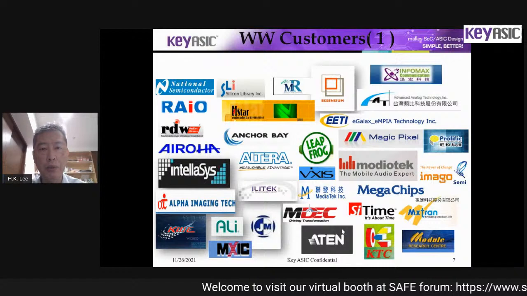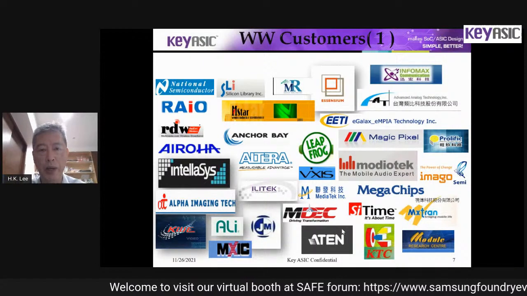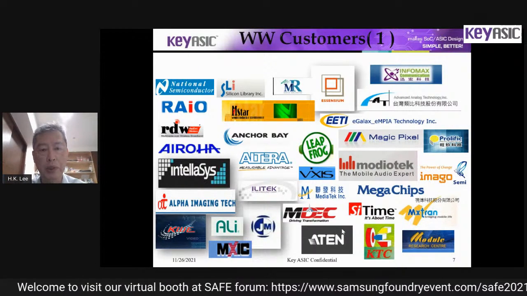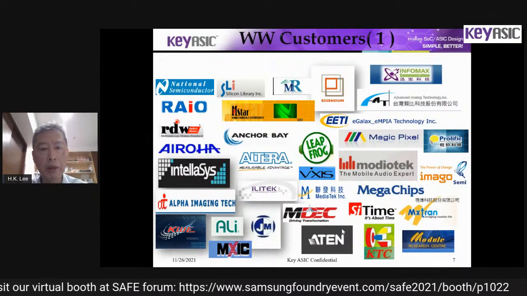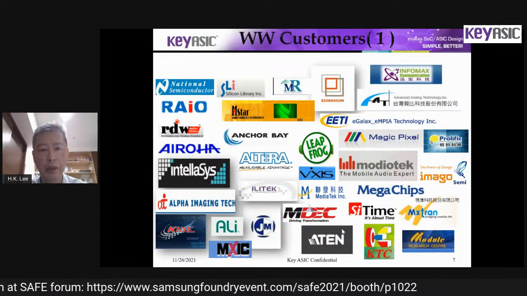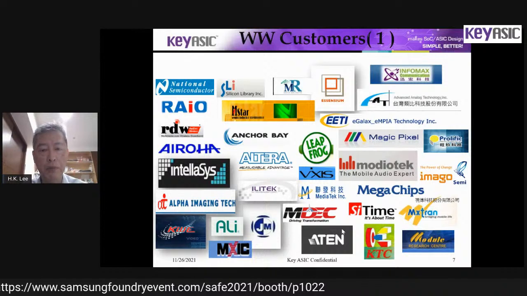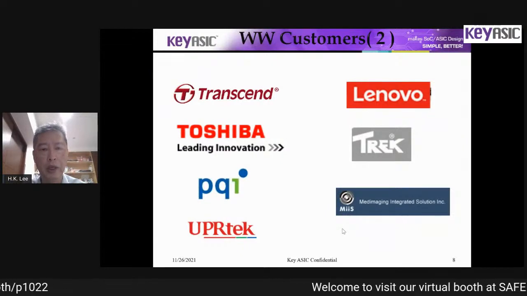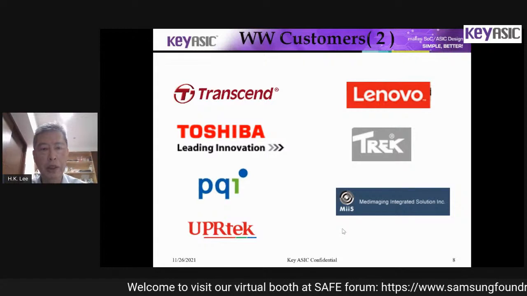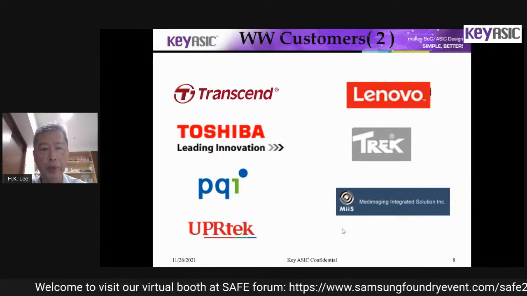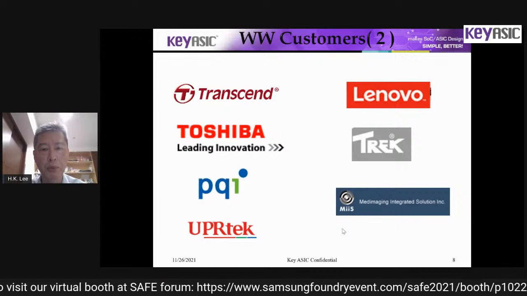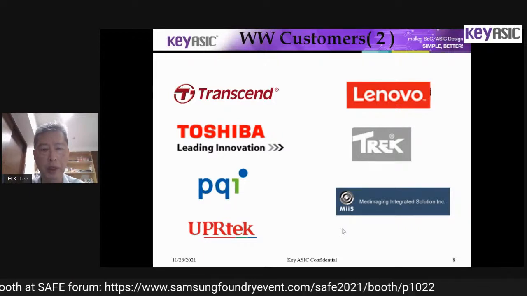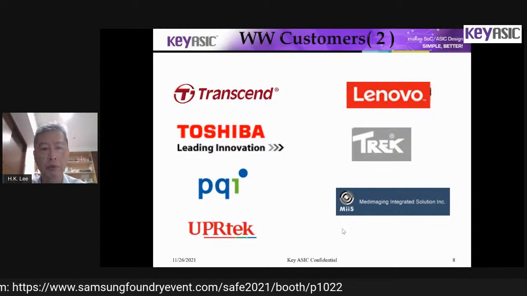On this slide, we can see a lot of customers in the worldwide area. We have customers in North America, Europe, Asia, and the rest of the world. These are system level customers that we've been selling our own chips to for their end products. So we have a lot of worldwide brand customers implementing their products with our own chip and our own platform.